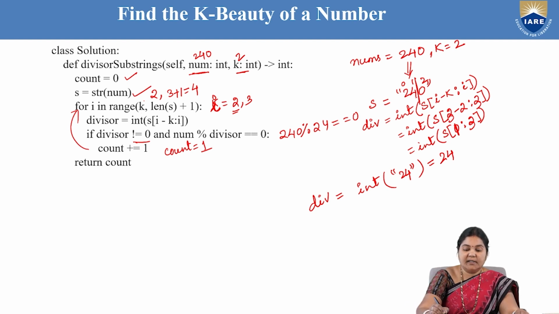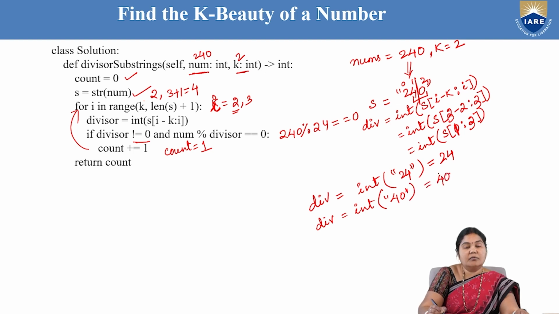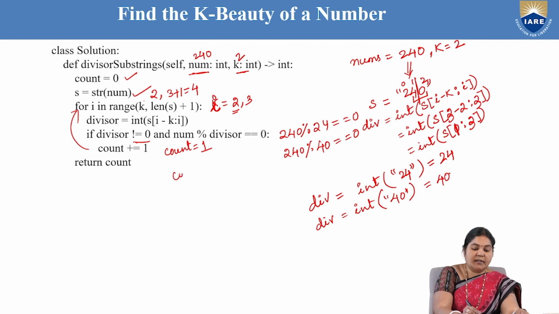So 1 to 3 is nothing but this part, 40. So second time my divisor will be integer of 40, which is converted into 40. And 40 is not equal to 0. Yes, not equal to 0. And number modulus divisor, 240 modulus 40, is how much? It is equal to 0. Remainder is 0. Yes, so the counter will be incremented. So count value is equal to 2.